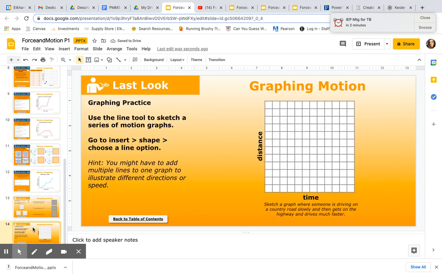And our last slide for today is graphing practice. You're going to use the line tool to sketch a series of motion graphs. Go to Insert Shape and choose a line option. You may have to add multiple lines to one graph to illustrate different directions or speed. So you're going to hit your plus button and you're going to draw a line and make a line graph for your distance and your speed. And that is all for today.